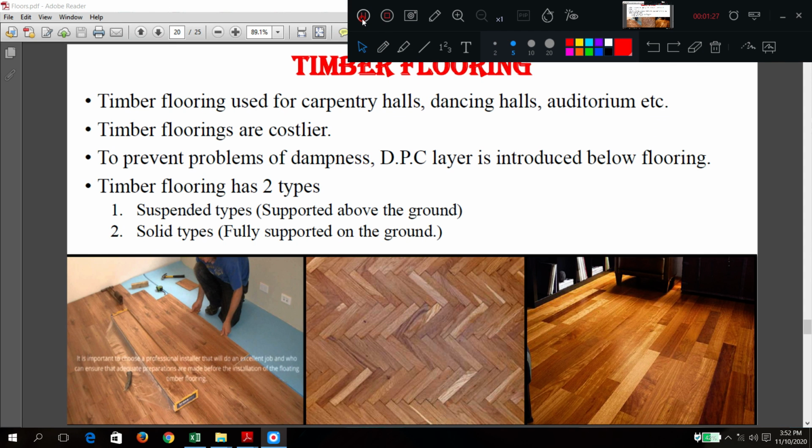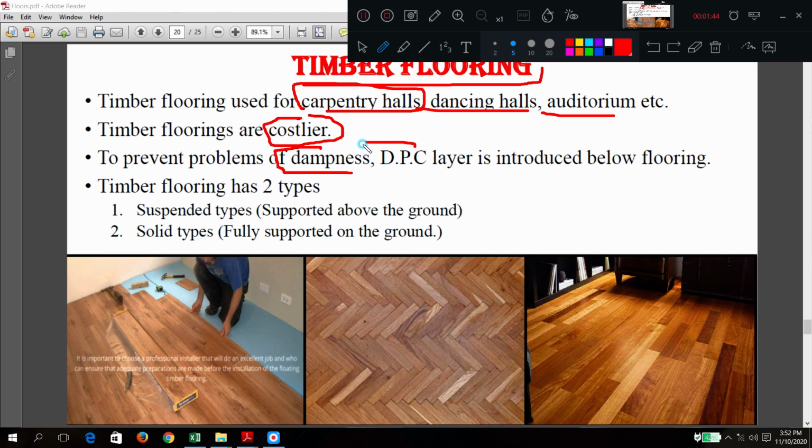So the next type of flooring we are going to discuss is timber flooring. Timber flooring is generally used for carpentry, halls, dancing halls, auditoriums. These are generally costlier. And one more thing, to prevent dampness, a DPC layer is introduced here. So this is a typical diagram for timber flooring.